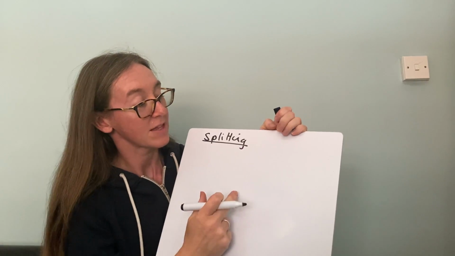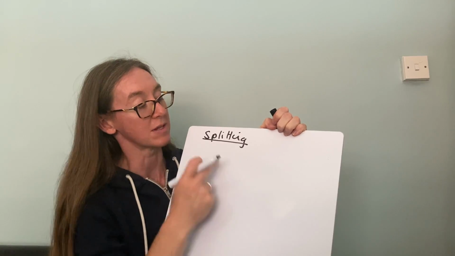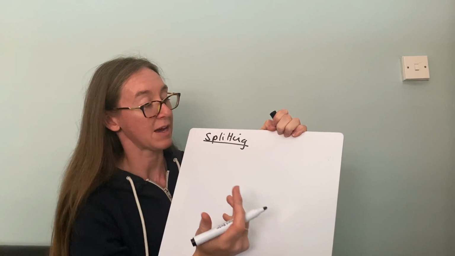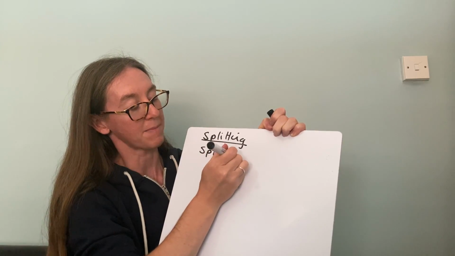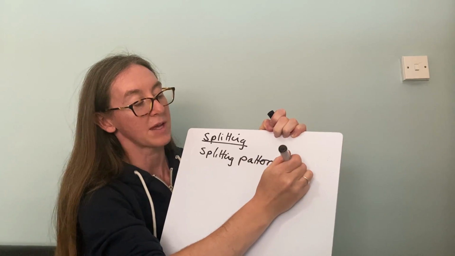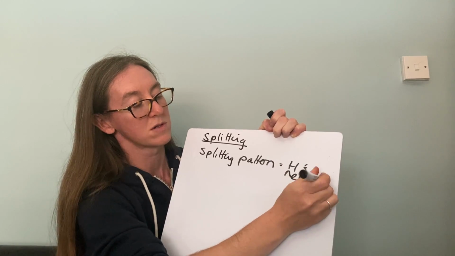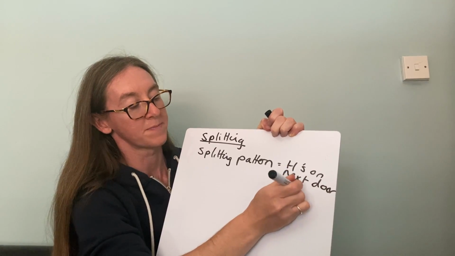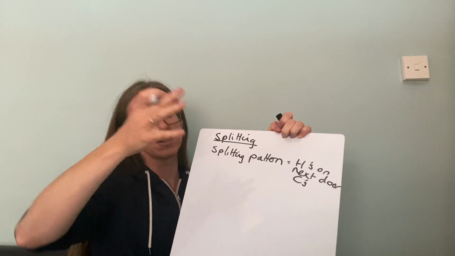Splitting. So this is proton NMR. It's the fourth thing that proton NMR tells us, and it's what makes it such a powerful technique. The splitting pattern tells us about the hydrogens on the next door carbons. So very, very powerful because it tells us what's either side of us to some extent.